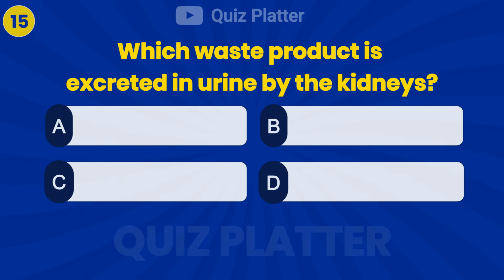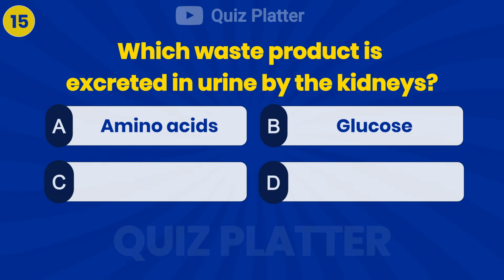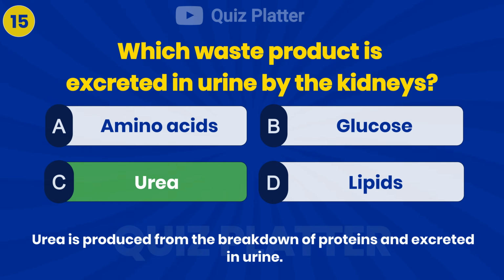Which waste product is excreted in urine by the kidneys? Answer: C. Urea.